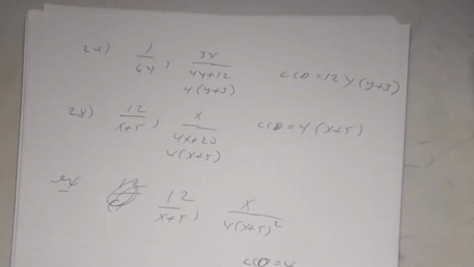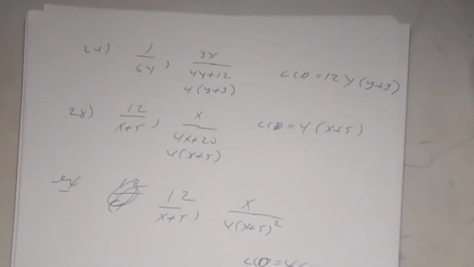Okay, let's talk about the x plus 5. How many times does x plus 5 occur as a factor in the first denominator? Once. How many times does it occur in the second denominator? Twice. So how many do I need in my LCD? 2. Good. So remember, you take the largest exponent. Remember when we did that y to the 5th and that y? It was y to the what? 5th.